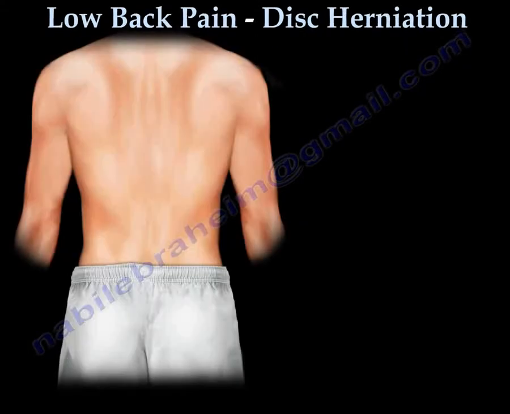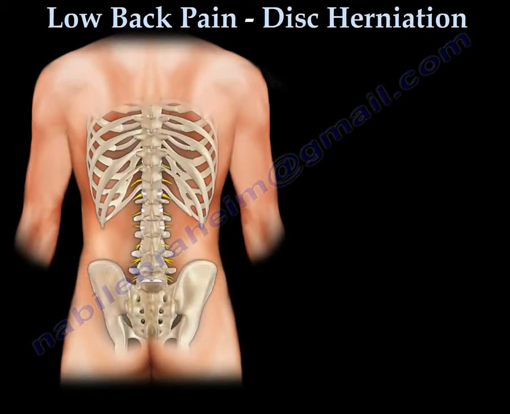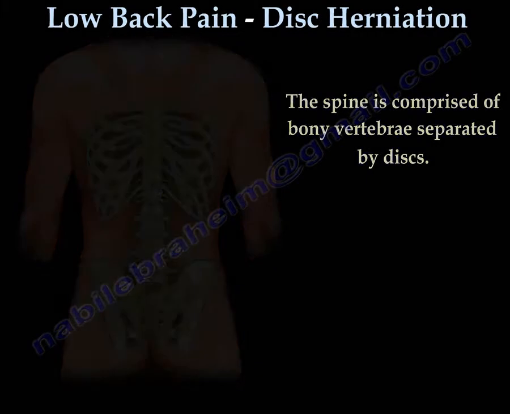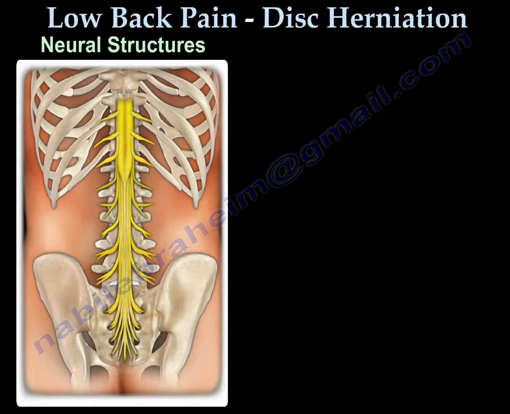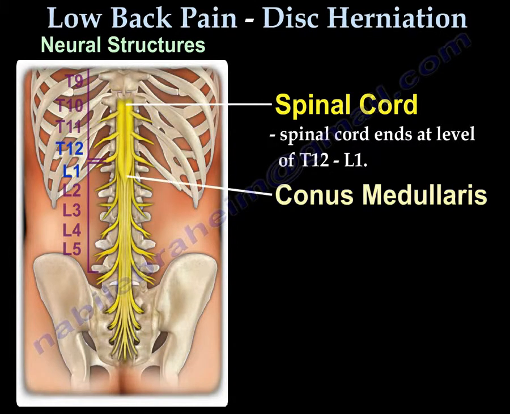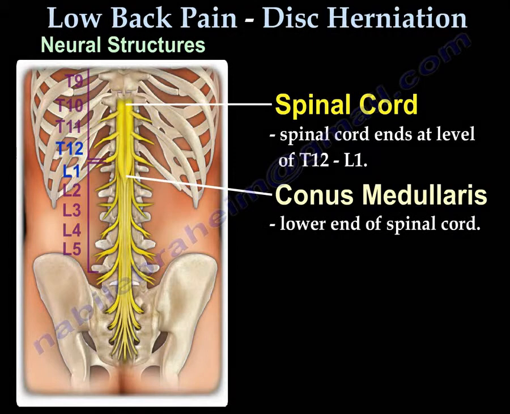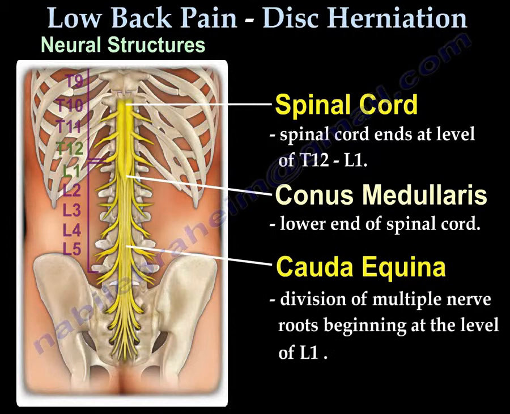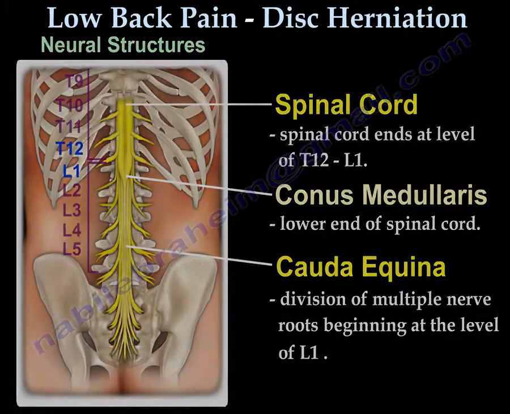This is a low back pain disc herniation video. The spine has bony vertebrae separated by discs. The neural structures, you find the spinal cord, which ends at the level of T12-L1, the conus medullaris, which is the end of the spinal cord, and the cauda equina, which is a lot of nerve roots, usually begins at the level of L1.